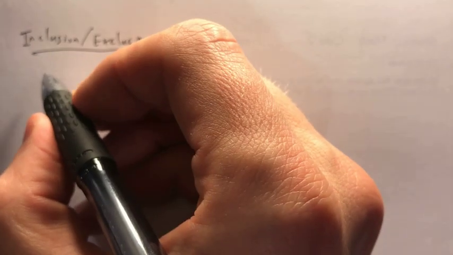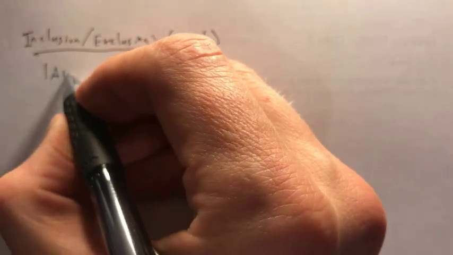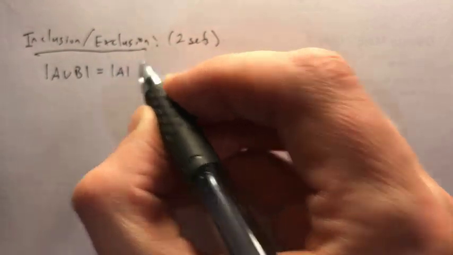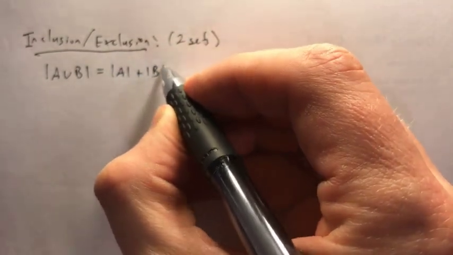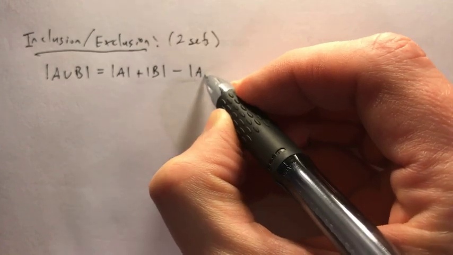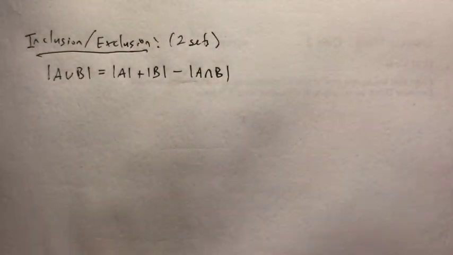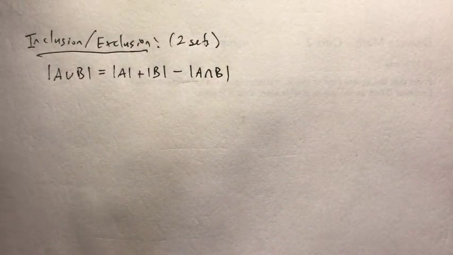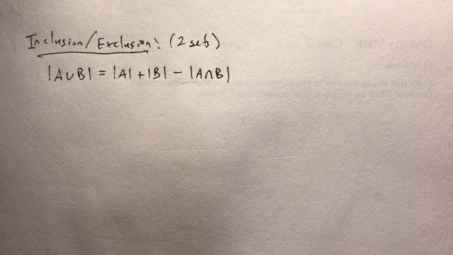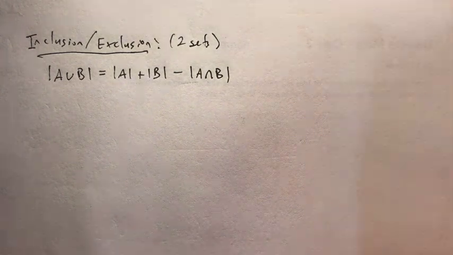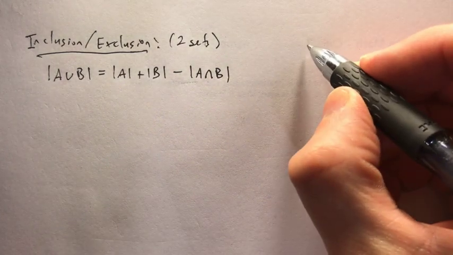And this is just if I have two sets, A and B, then the size of A union B is equal to the size of A plus the size of B minus the size of their intersection. And I really don't think this is very difficult to grasp. I want to just give you a picture proof. We'll prove this formally later.